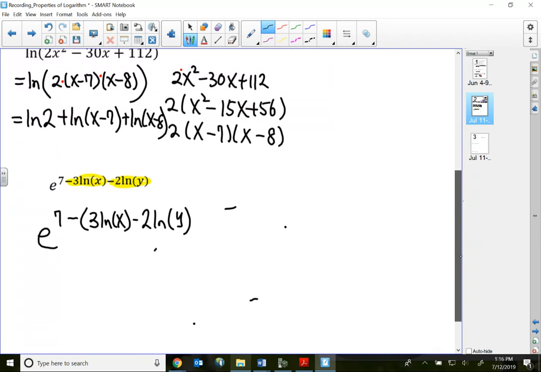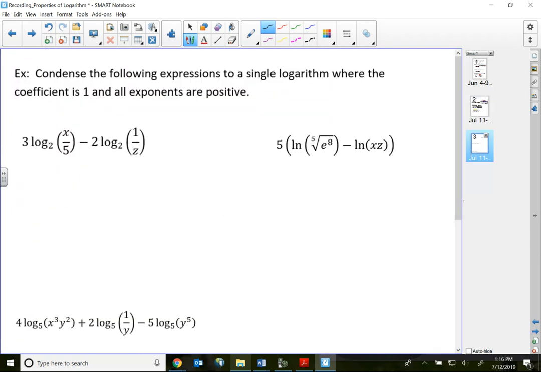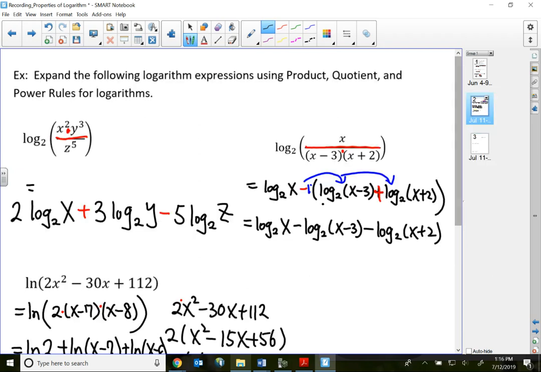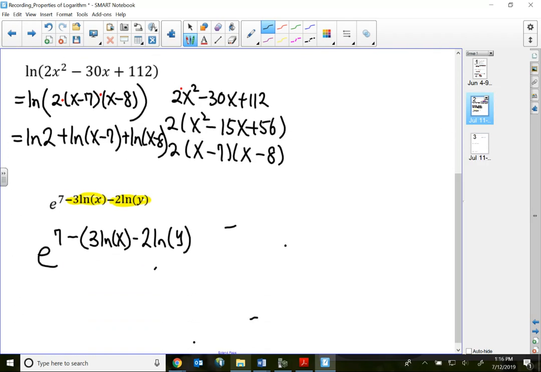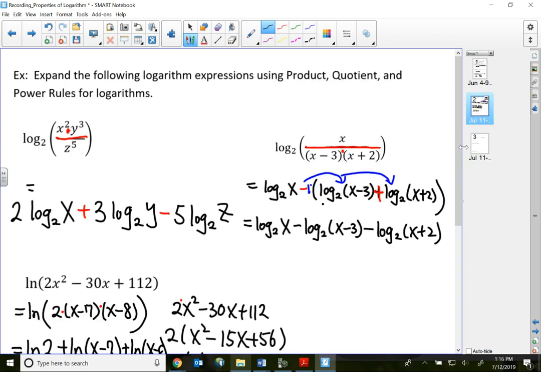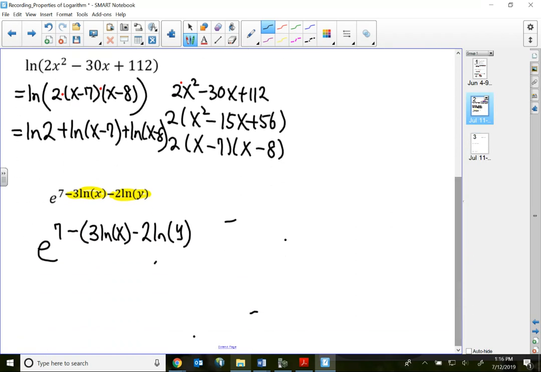I believe this problem actually belongs to these guys right here, because I think I'm actually trying to rewrite this as a single logarithm. So let me just look at this real quick. All right. Condense the following expression to a single logarithm where the coefficient 1 or all the exponents are positive. So I kind of misplaced this problem to here. So basically, I got to make everything back into one term.